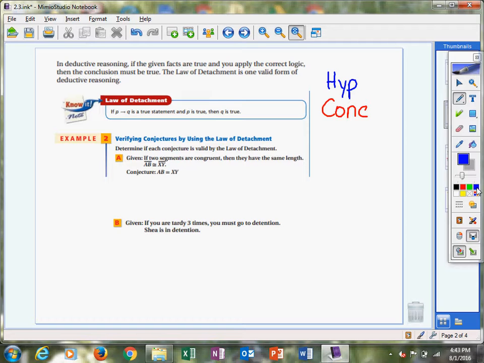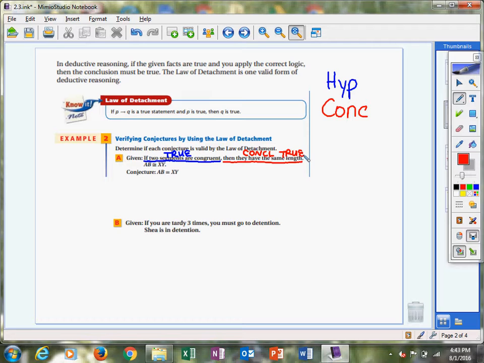All right, so given: if two segments are congruent, so right here, let's underline that in blue, if two segments are congruent. They're saying if two pieces of a line have the same exact length, okay? So that's definitely true. Then, let's change colors, then they have the same length. There's our conclusion, right? And that's also true, okay? So our hypothesis is true.